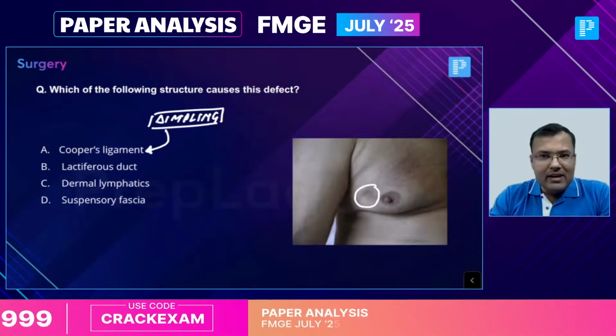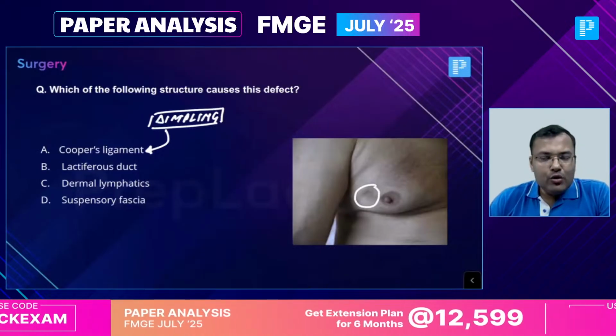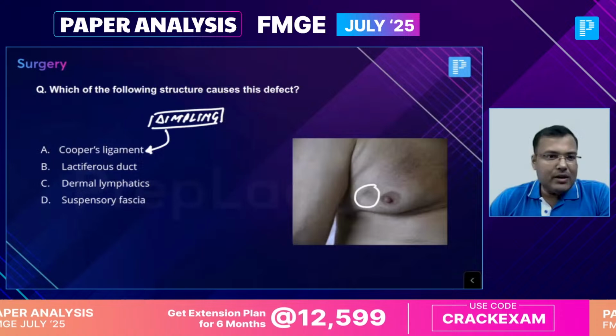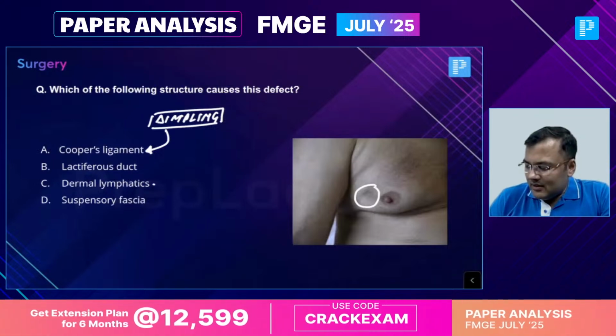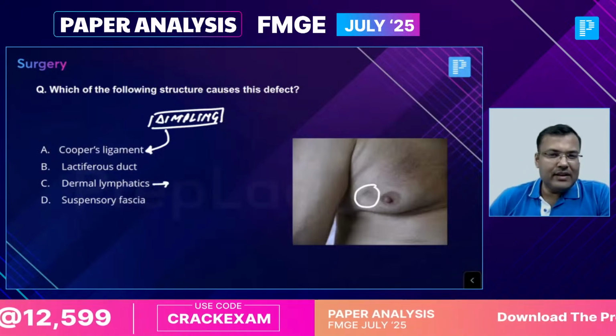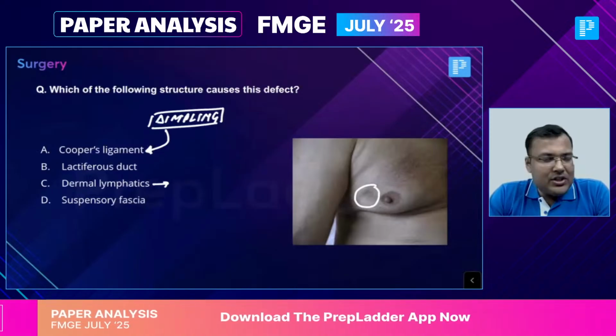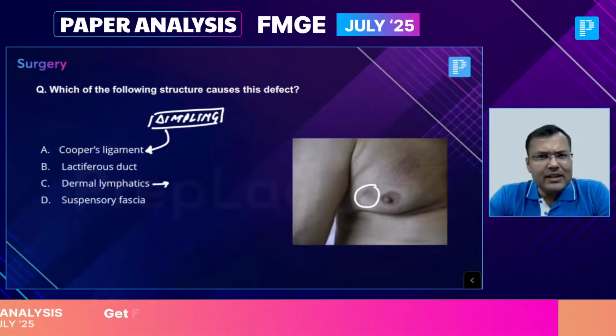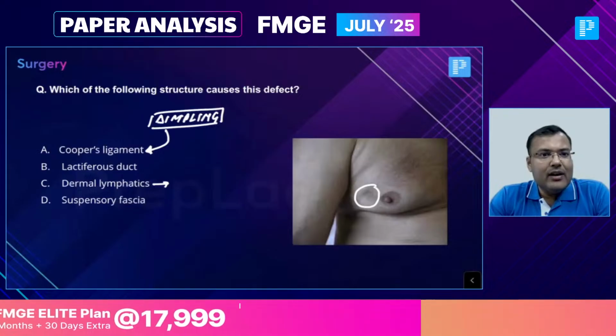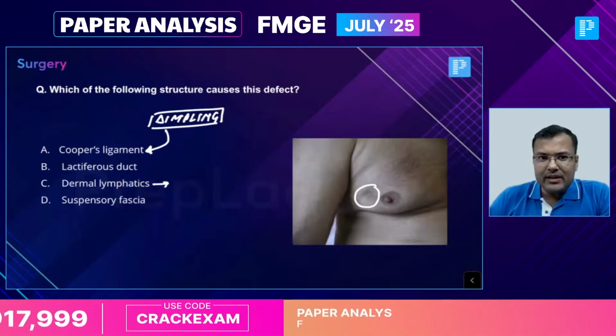Suppose the patient is having peau d'orange. You know peau d'orange is because of involvement of what? Subdermal lymphatics. If there is involvement of subdermal lymphatics, there is lymphatic permeation by tumor cells. After that, what will happen? There is cutaneous edema, and that leads to peau d'orange.